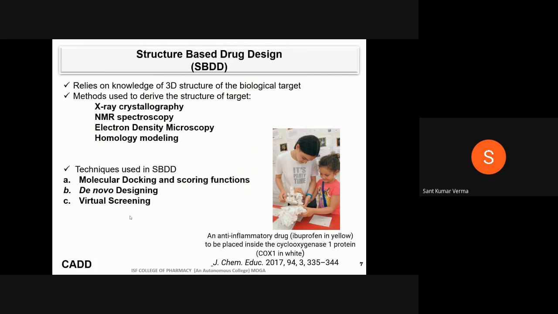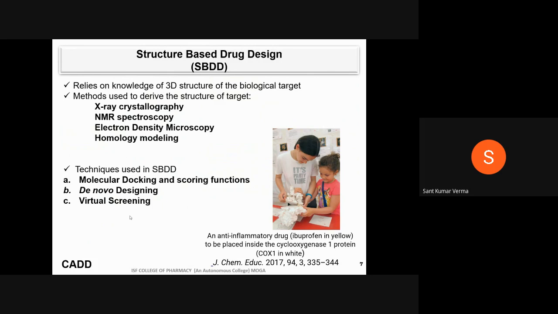Then we can design the structure using homology modeling techniques. Techniques used in SBDD are molecular docking and scoring functions, de novo designing, and virtual screening. Molecular docking is the affinity prediction of the ligands with the target, and scoring in terms of affinity. De novo designing is the designing of a molecule within the core of the molecule. Virtual screening is a screening of the ligand database for a particular target on the basis of binding affinity.